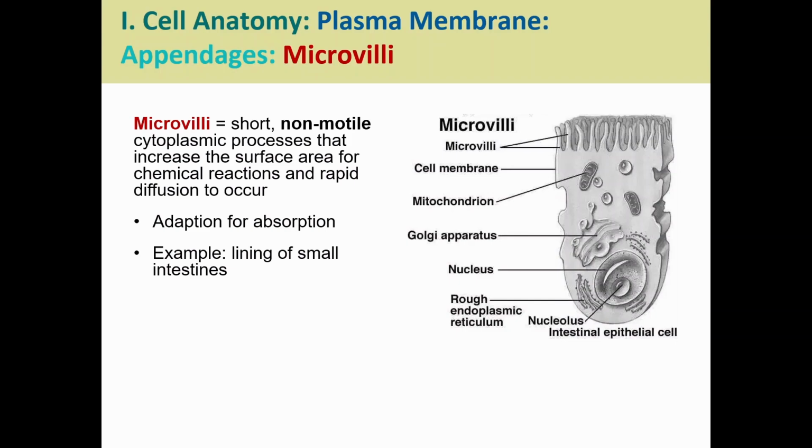Or let's say we're talking about the small intestine. The small intestine has these microvilli, and that's so that we can absorb as much as possible, right? If we increase the surface area, more of the nutrients from the food we eat can actually physically contact the cells, and if they physically contact the cells, we can absorb them in.